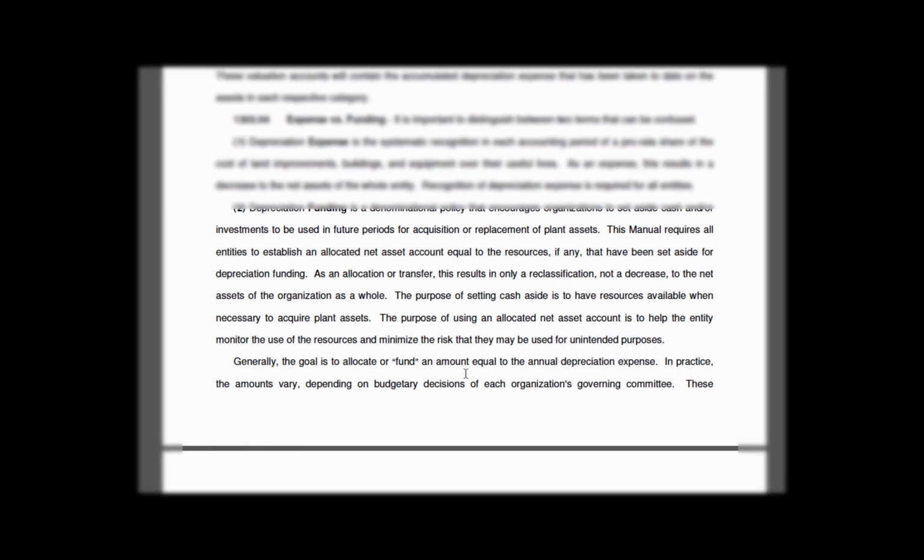There's a little bit of confusion in the difference between depreciation expense and depreciation funding. Depreciation expense is the entry you learned back in college, where we debit depreciation expense and credit accumulated depreciation. The point of that entry is to spread the cost of an asset systematically over the life of that asset. And the reason we're doing this is so we can match the expense to the period in which it's contributing to our operations. At least that's the reason in a nonprofit.